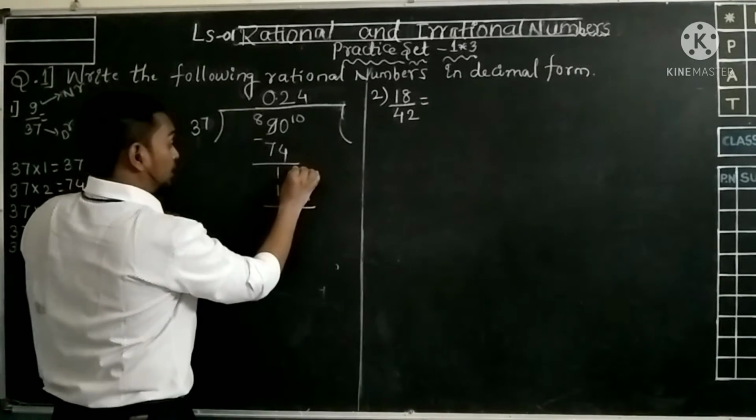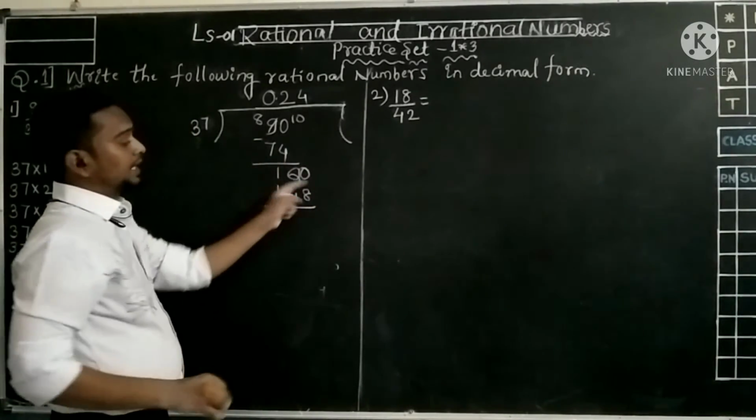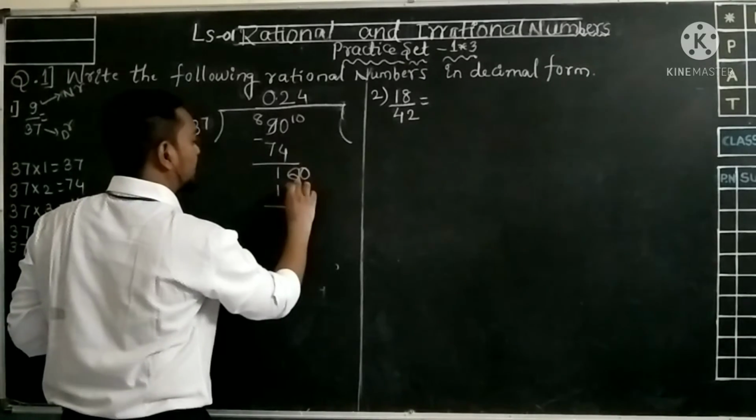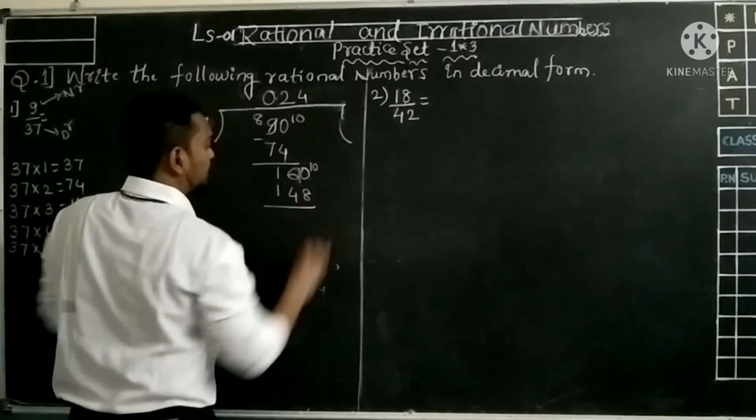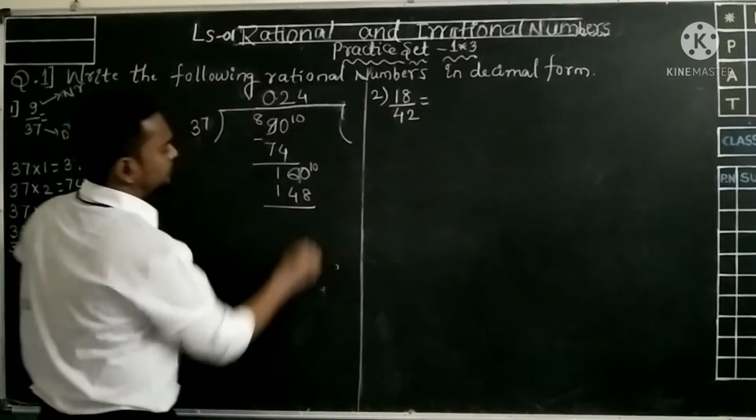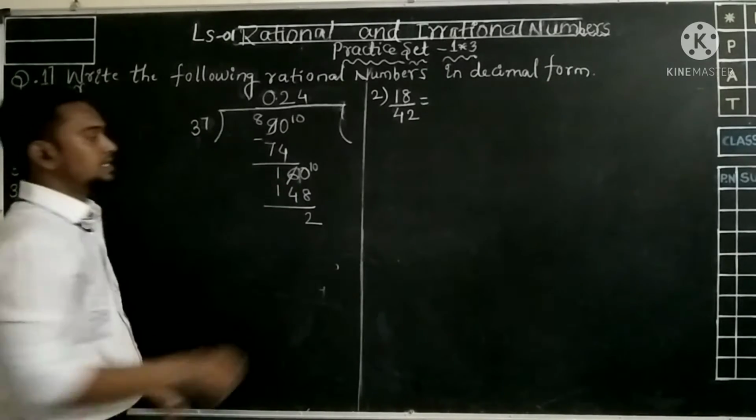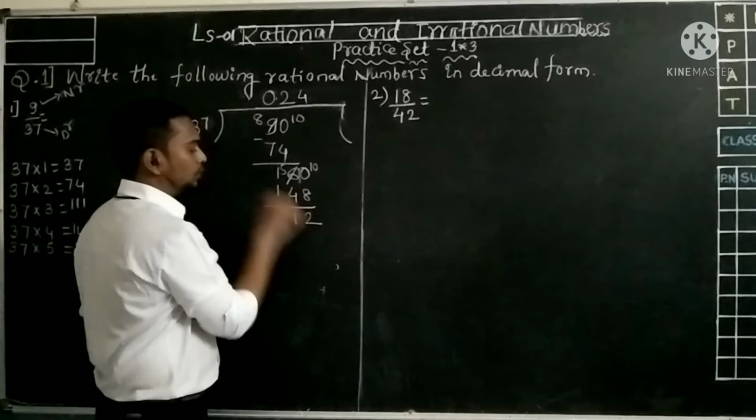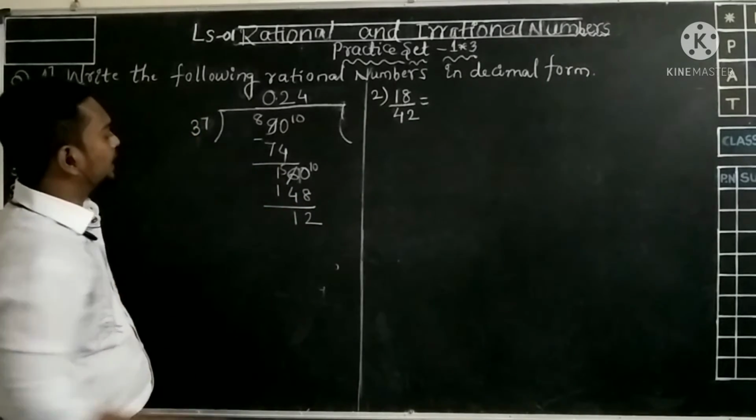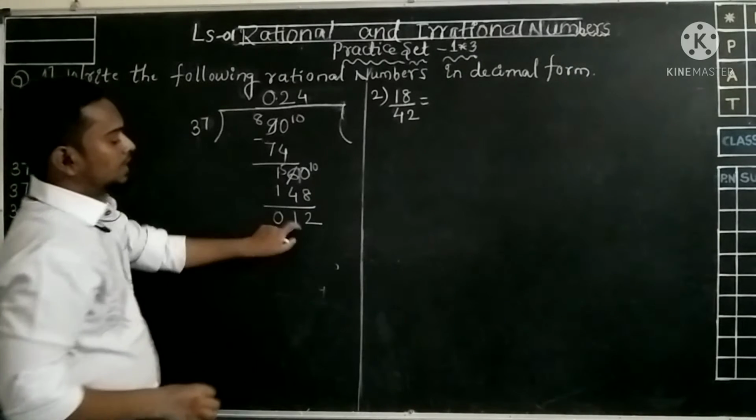Borrow or carry forward to make 10. This 0 makes a 10. 10 minus 8 is 2. Here 6 minus 1 is 5. 5 minus 4 is 1. Therefore 1 minus 1 is 0.